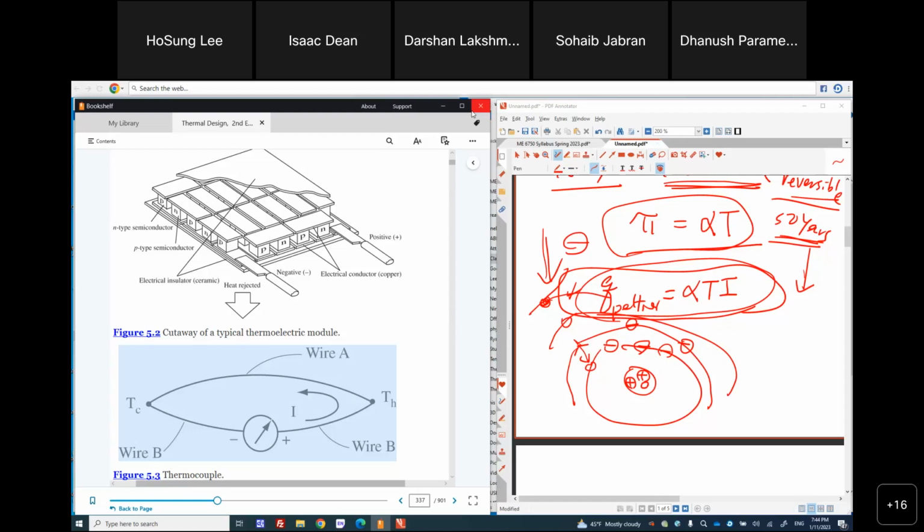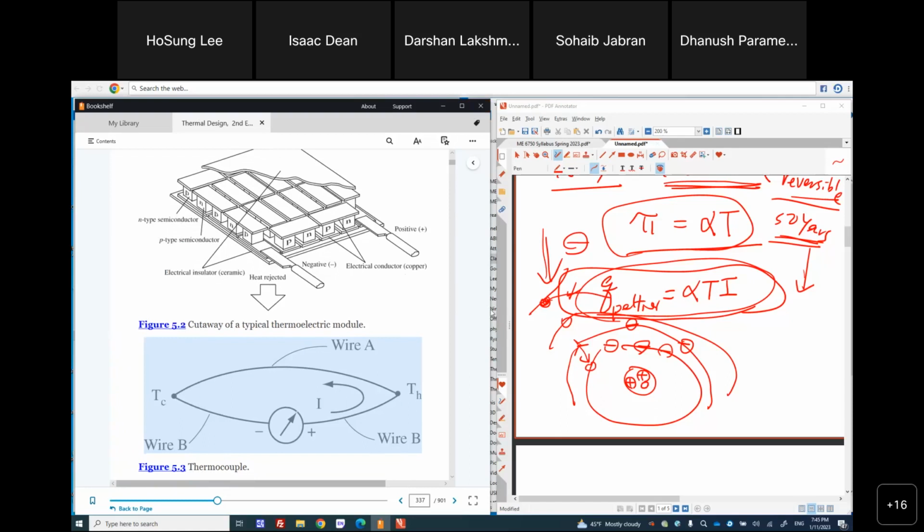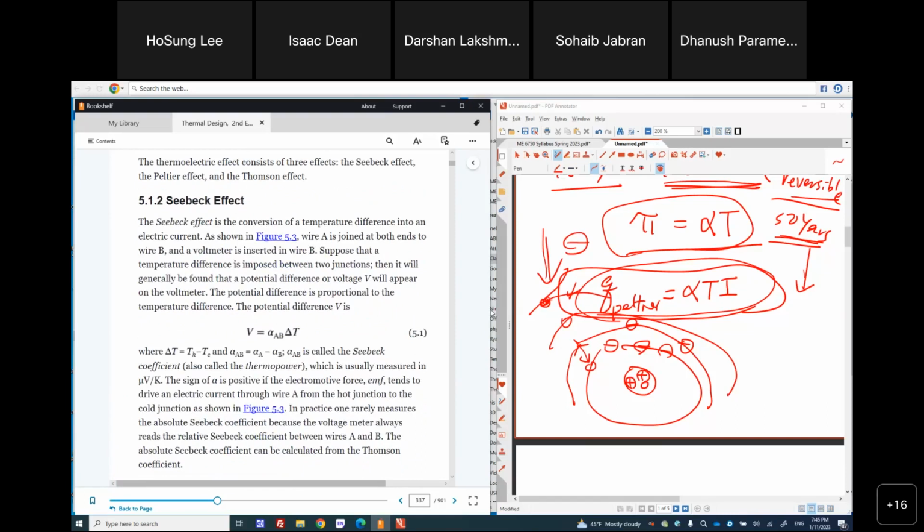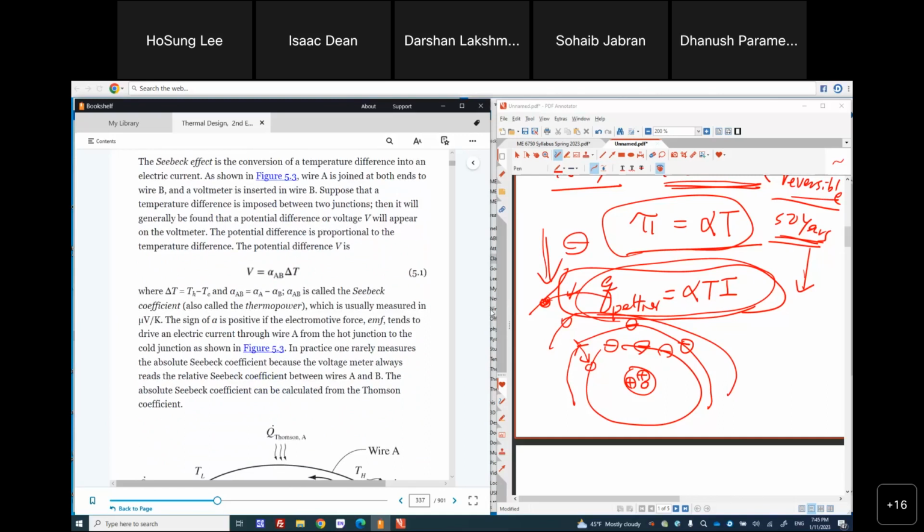I told you, thermoelectric is reversible. So either side, generate or cooling. I'm going to make an assignment, a summary. You have to summarize all of today's lecture. The Seebeck effect is that voltage is created by a temperature difference. And the Seebeck coefficient alpha AB must be different for N-type and P-type. It cannot be the same. One is negative, the other is positive.